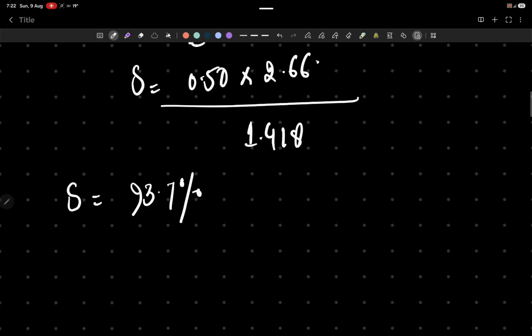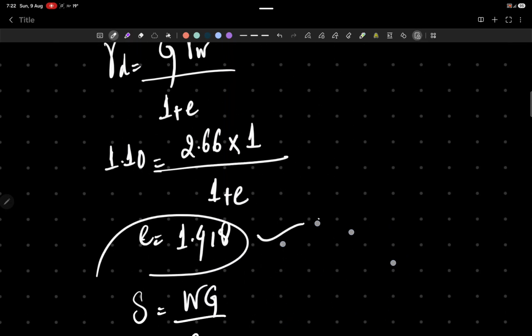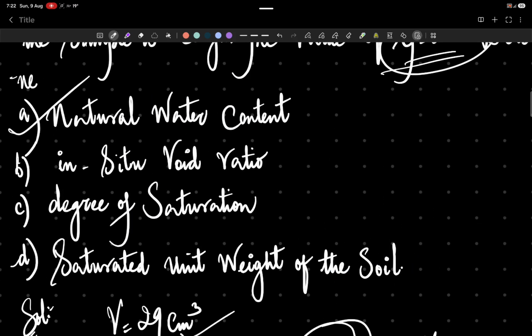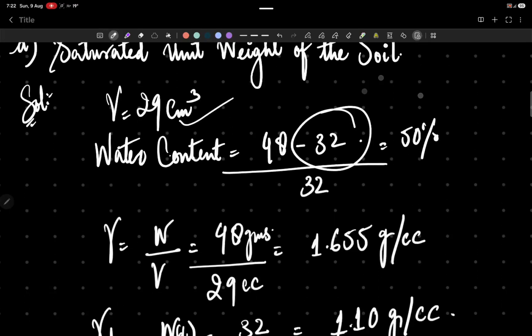93.7% is the degree of saturation. So we have calculated natural water content, in situ void ratio, degree of saturation. Now the last thing that is remaining is the saturated unit weight of the soil.